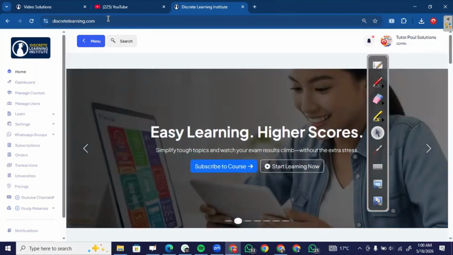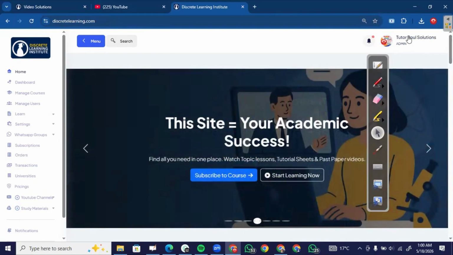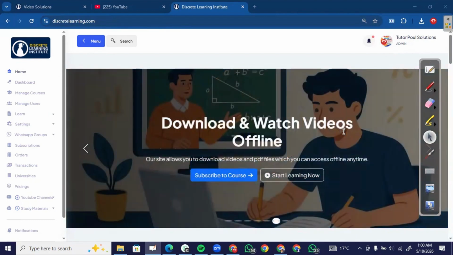If you don't have an account, it will ask you to create one. You put in your details, choose your university, your email, password, and the like. Once you create the account, you can log in here, and use those same details to log in on the mobile app, where you can download videos and watch them offline.